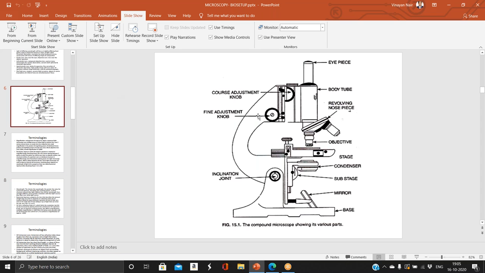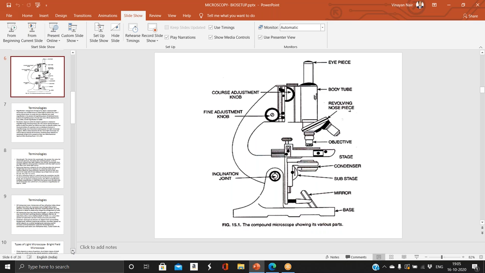See, this is the picture of a microscope. This is the space between the specimen and the objective lens. This space is usually filled with air. But if we are using immersion oil, oil will fill this space between the objective lens and the slide or the specimen. Clear?